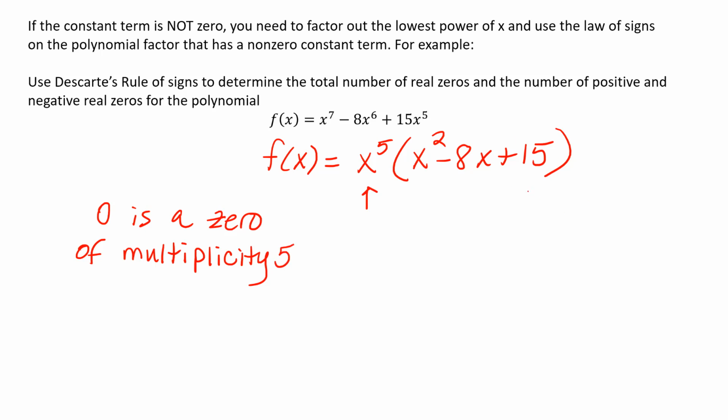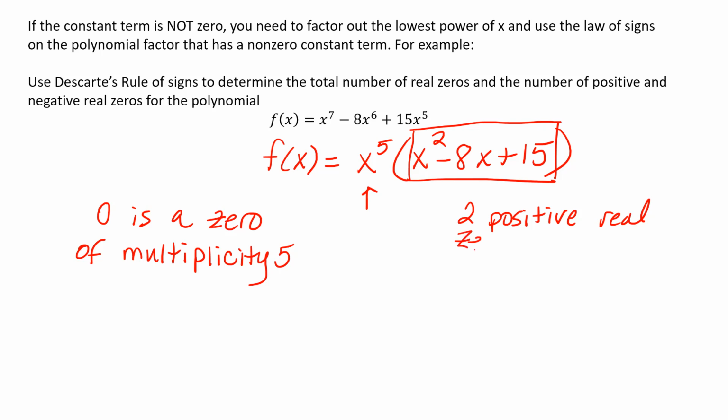So there are 2 more zeros. And the question is, are they positive? Are they negative? Are they real? Are they not real? Whatever. So we're just going to look at this part of the function and see how many zeros just that part would have. So you can see that it has 2 sign changes from the first to the second and the second to the third terms. You've got sign changes. So it could have 2 positive real zeros here, or 0 positive real zeros.